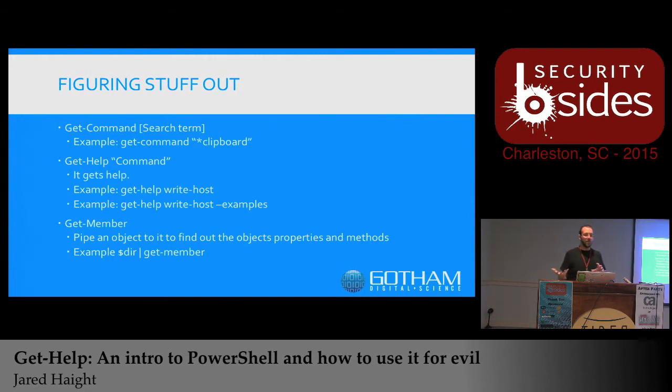To figure out how to use PowerShell and how to use what's available to you, there are 3 things that I typically find myself using. The first commandlet is Get-Command, and that just lets you search all the commandlets and all the programs in your path for a string. So in the example here, we're searching for anything that ends with the word clipboard. So that's going to get us Get-Clipboard, Set-Clipboard, etc.